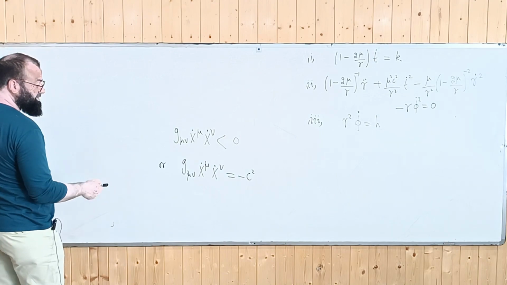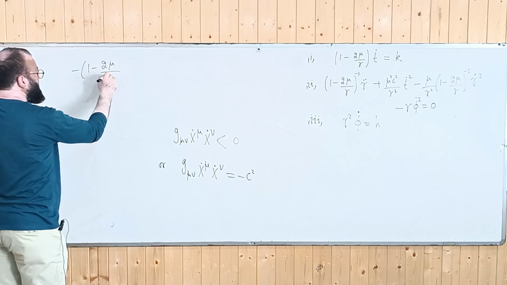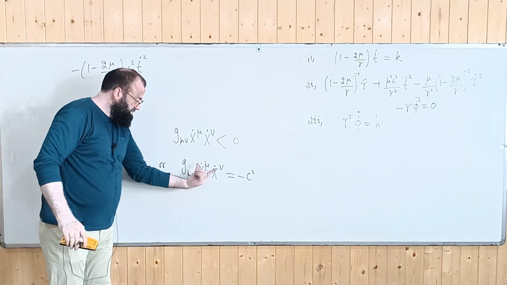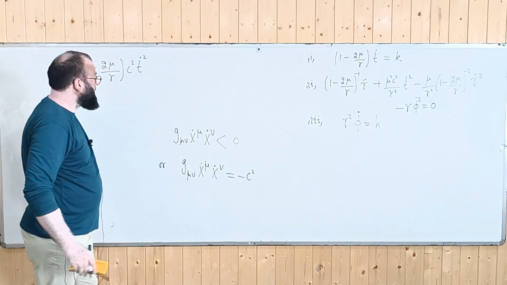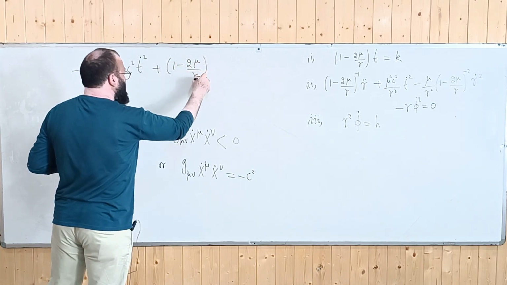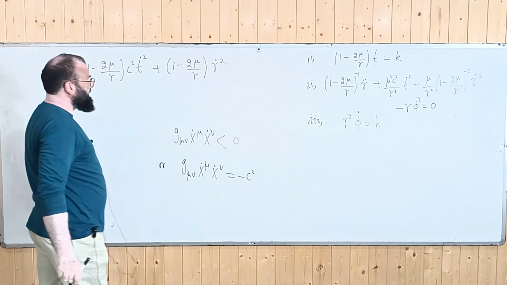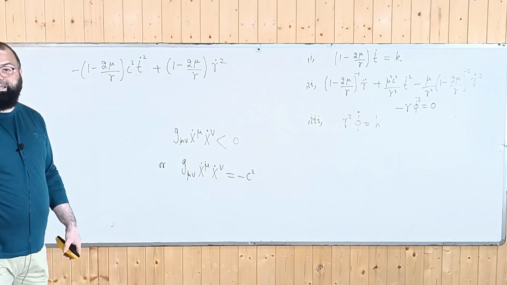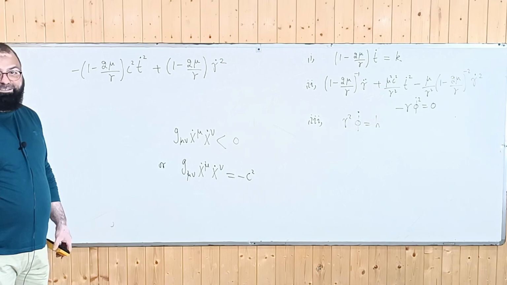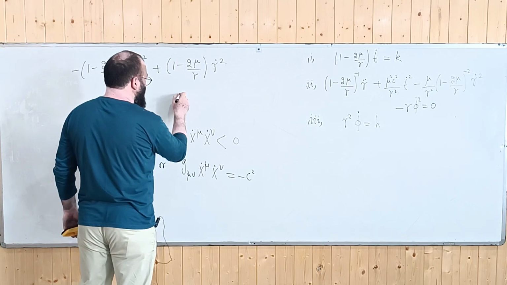So G00 will be 1 minus twice mu by r c square, times c t dot square. Then you are having 1 minus twice mu by r times r dot square. So it is r dot square. Clear? So in which plane are we? Theta equal to pi by 2. So sine square theta is 1, and only the phi term will contribute.